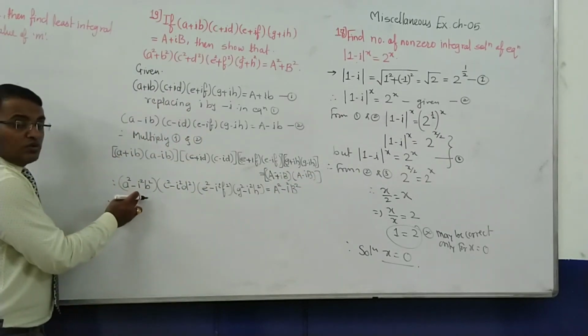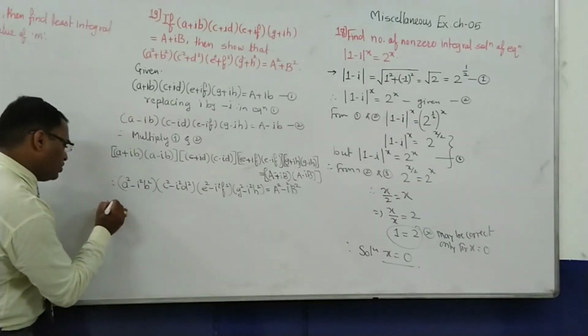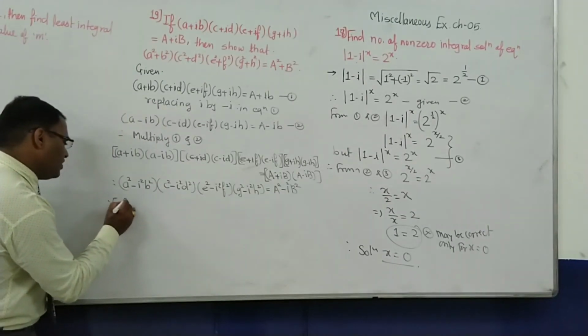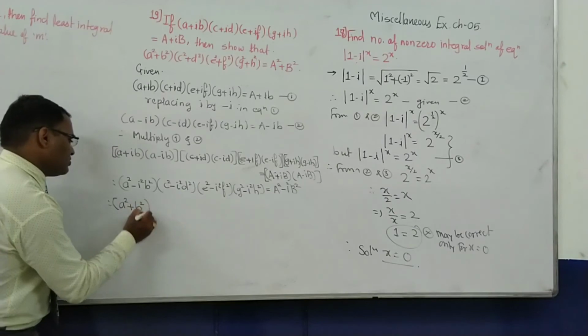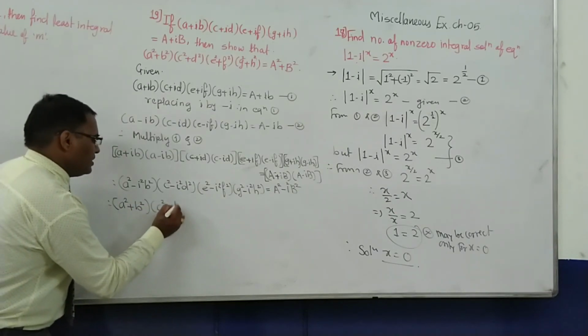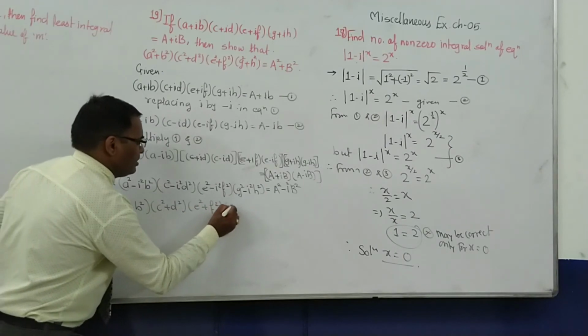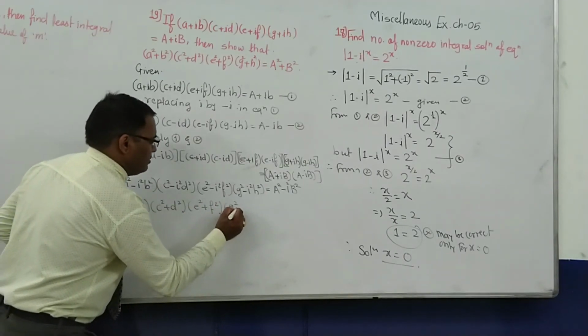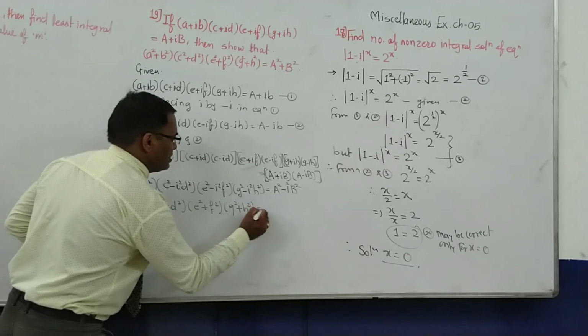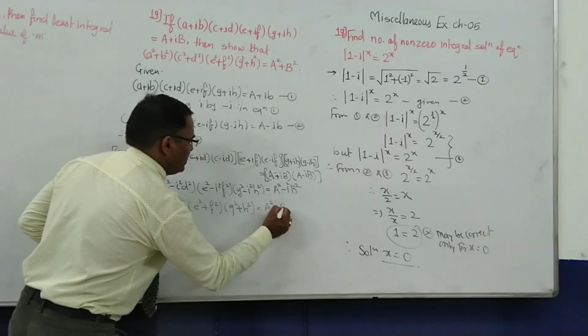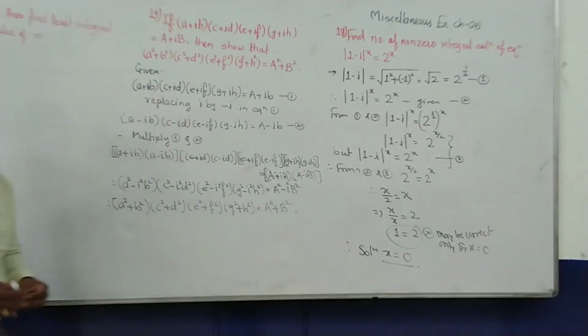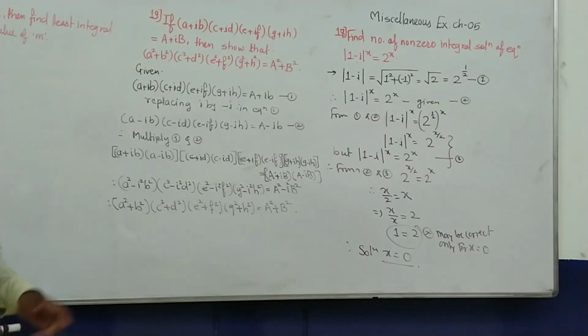Therefore, we know that i square is equal to what? Minus 1. So automatically it will take the form of (a square plus b square)(c square plus d square)(e square plus f square)(g square plus h square) is equal to a square plus b square, which is what your required number. Okay, result. So let's go on to the last sum.